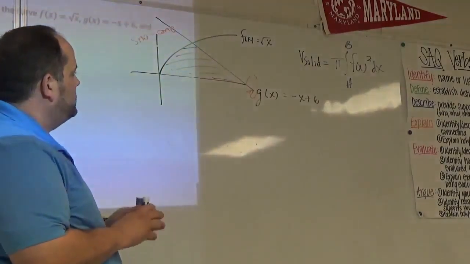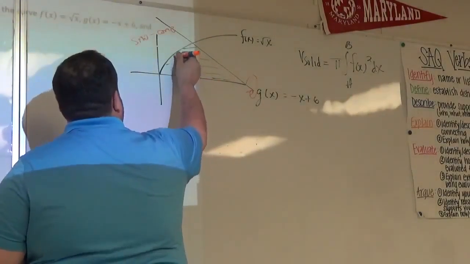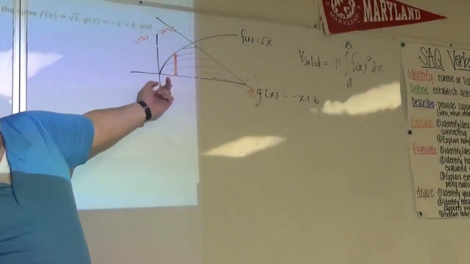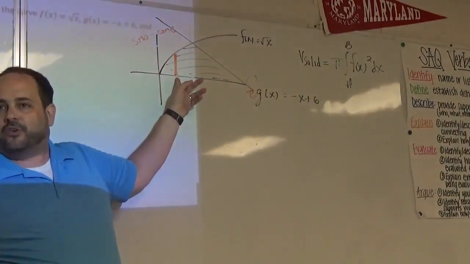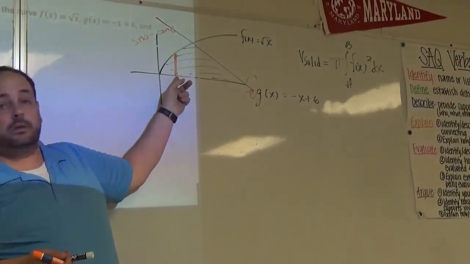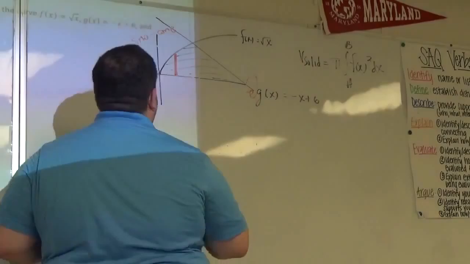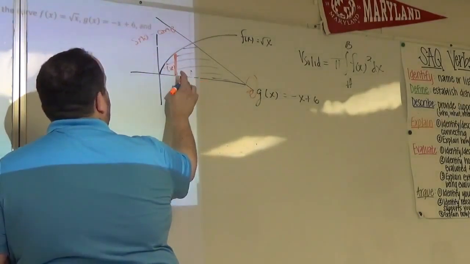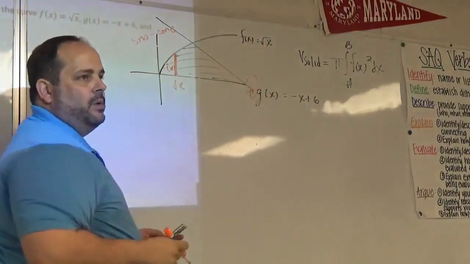So here's the question. When I draw my little representative slice, the whole story happens in the slice. When I draw this slice, there's 2 questions I'm always gonna ask. First question? How tall? Second question? How wide? How tall? f of x. How wide? Delta x or the dx, depending on what you want to do.